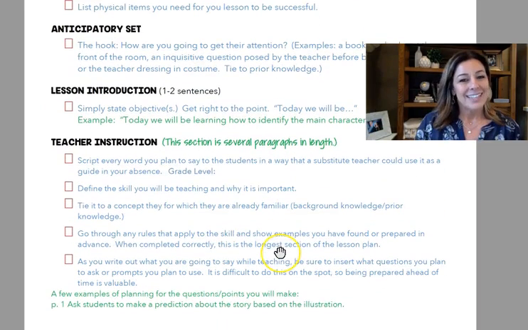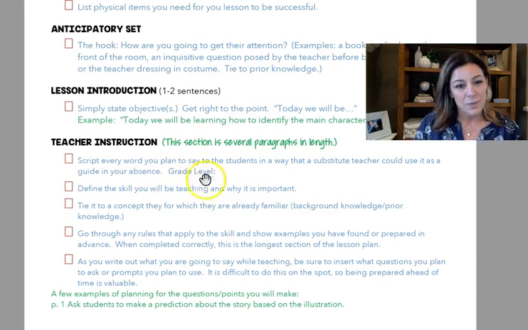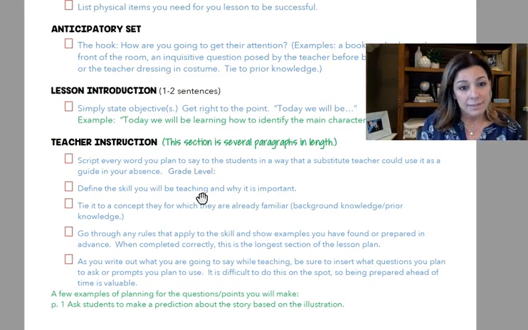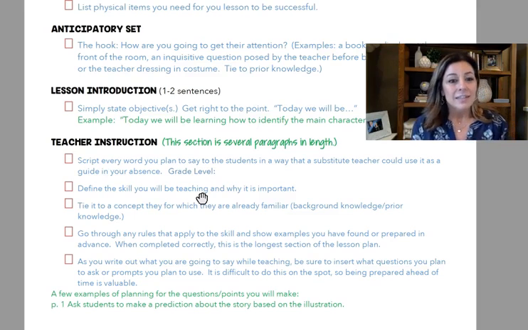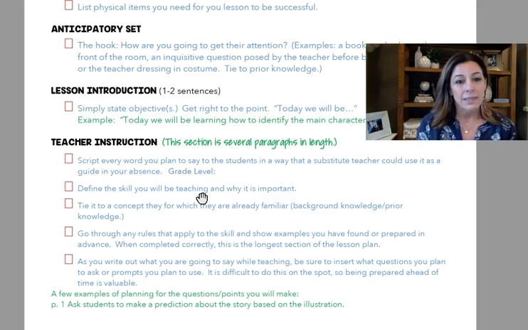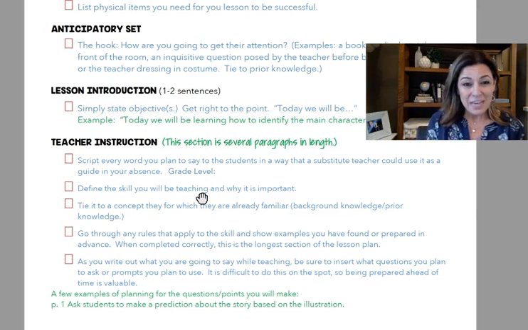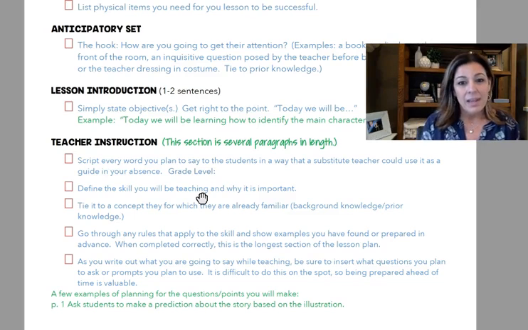The teacher instruction, again, this is the long part. And like I said, I have this spelled out for you. This is where you script every word. You'll define the skill you will be teaching. So you will say, today we're learning how to identify main character. And main character is the person or animal most mentioned in the story. The main character has different thoughts and abilities and physical features. And this is where you want to go into detail explaining the definition of that particular skill and all there is to go with it. Any examples you can tie will be very important to bring in to help them.